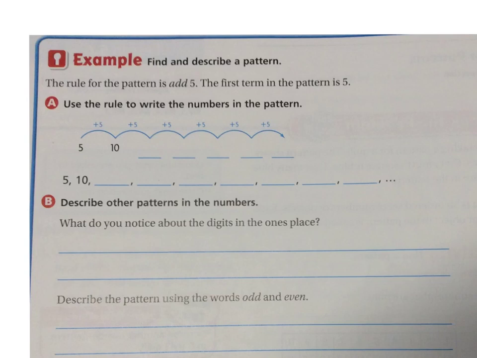Multiples of 5. What else? Skip count by 5. Okay, it'll only be the multiples of 5 if the first term is a multiple of 5, right? Because if the first term was 3, what would the second term be if the rule is add 5? 8, and neither of those are multiples of 5. But in this case, because the first term in the pattern is 5, then yes, they will be multiples of 5. So what would the next number be?